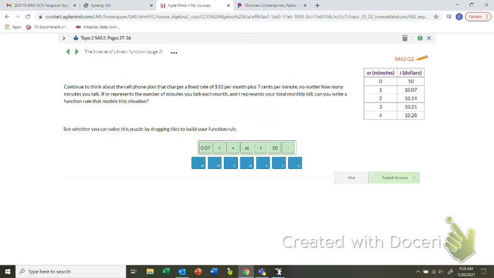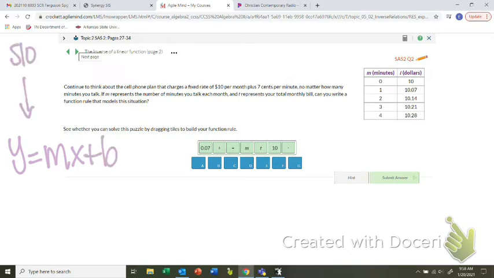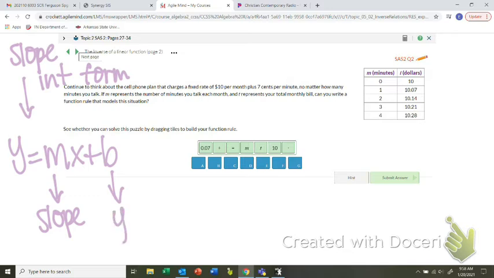Now, your next page, it wants us to write a function rule that models the situation. Think back to whenever you first learned about linear functions. There was a type of form that you learned about that went with it. It was y equals mx plus b. What is that called? Yes, slope-intercept form. Remember, m is our slope and b is our y-intercept.